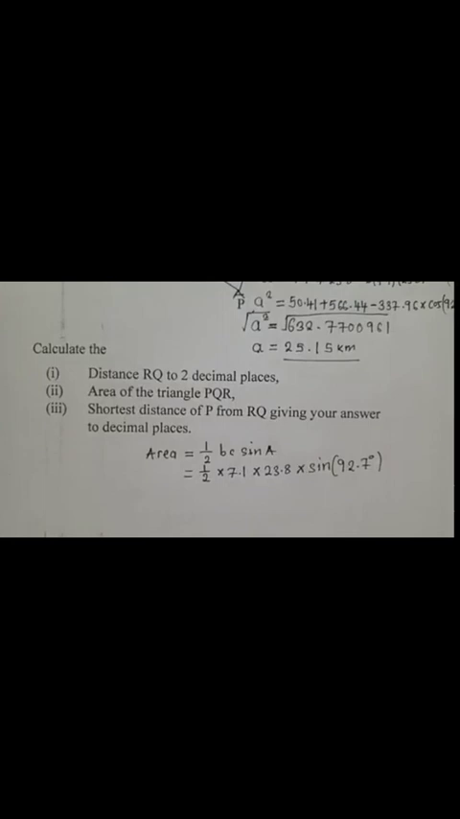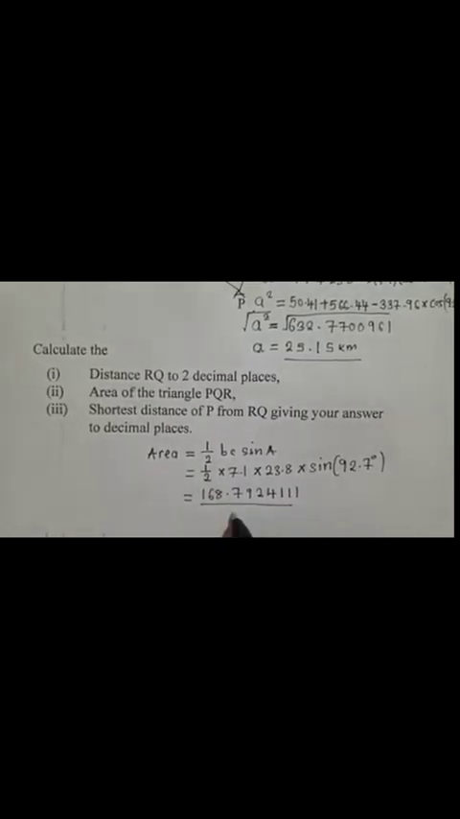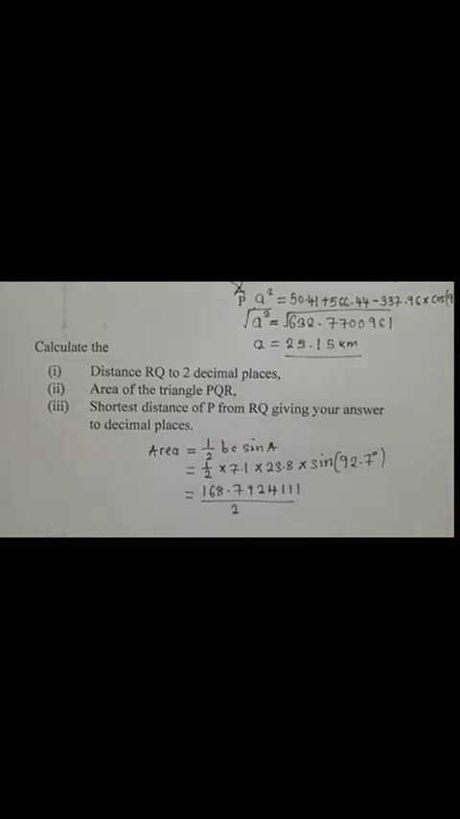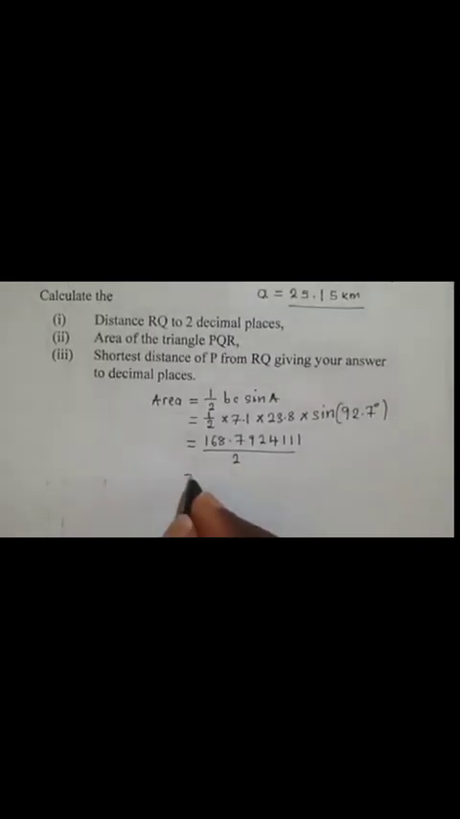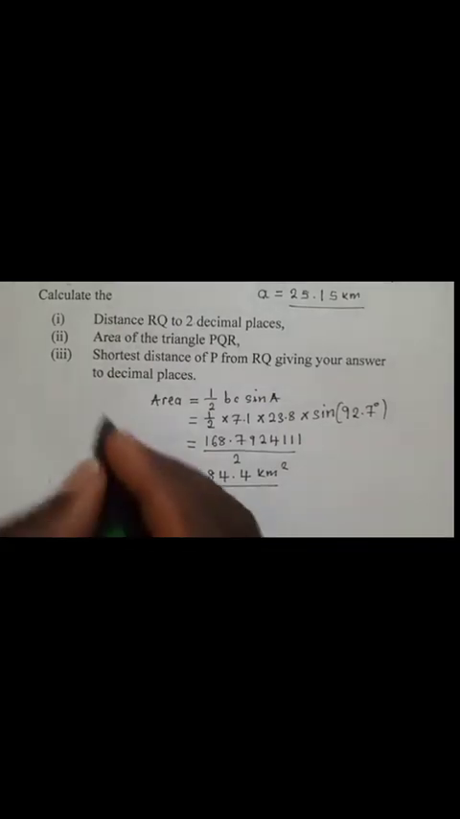When you nicely punch on your calculator everything, your answer will be 168.792411, and then you say divide by 2. When you divide by 2, our answer here will be 84.4 kilometers squared. So this is our question 2.